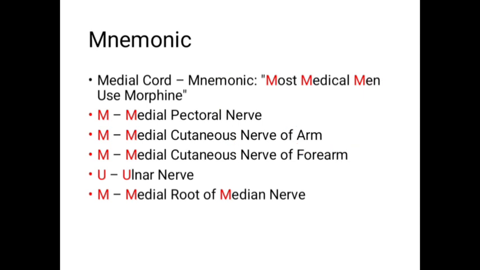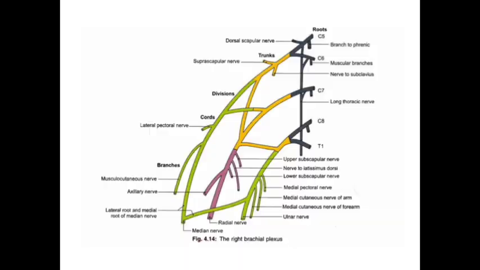The next is a mnemonic that can help you remember the medial cord of the brachial plexus. I told you initially that the cord is divided into three: the medial, the posterior, and the lateral. So the medial cord can be remembered with this mnemonic: Most Medical Men Use Morphine. The first M for medial pectoral nerve, the second M for medial cutaneous nerve of the arm, the third M for medial cutaneous nerve of the forearm, U for ulnar nerve, and the last M for medial root of the median nerve.